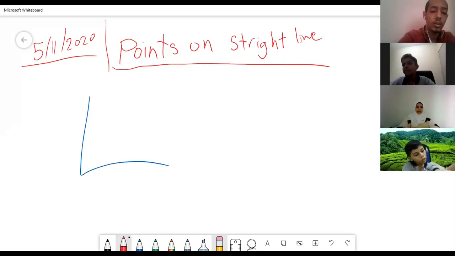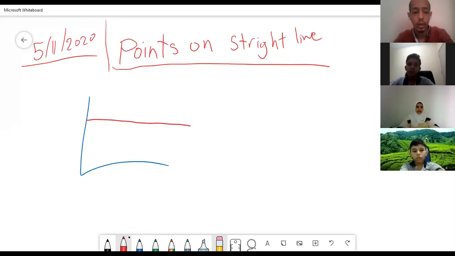And if the line is horizontal, this means it's going to have a fixed or constant value of y, and then the equation of this line is going to be y equals a number, right? For example, 5.